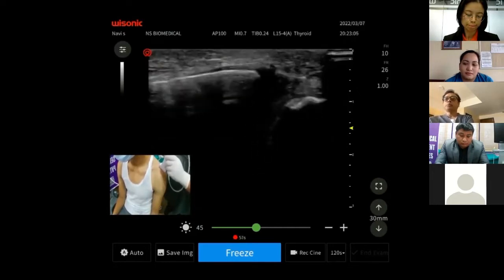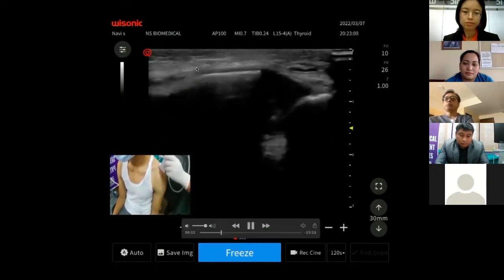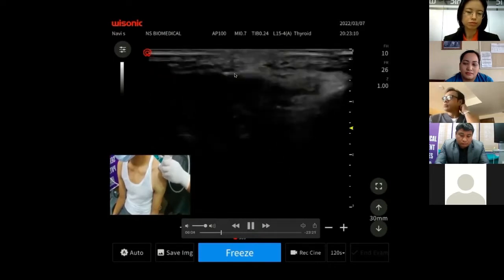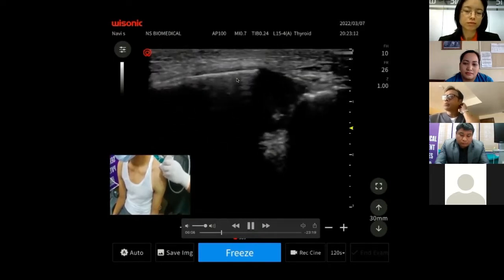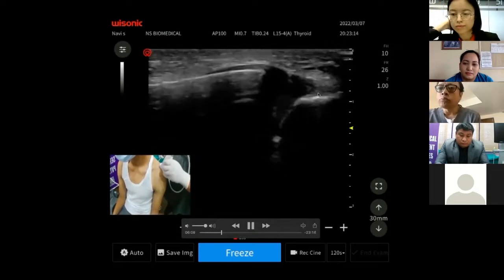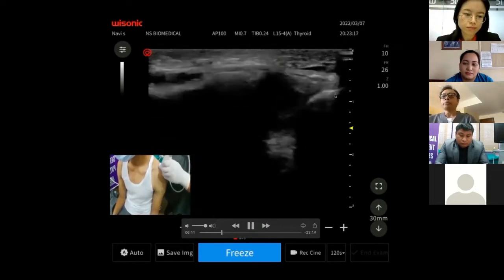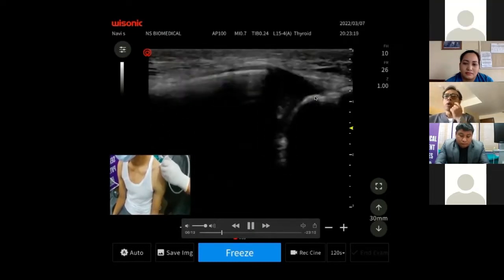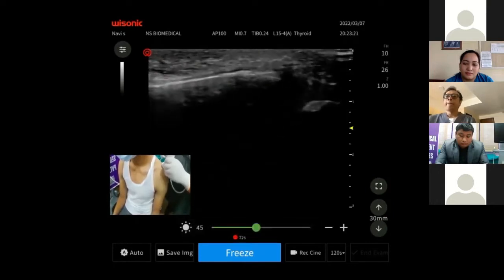Again, medially, it's the hyperechoic cortex of the clavicle, which is causing an acoustic shadow. And laterally, it is the acromion process. We can scan the whole of the AC joint superiorly and anteriorly and posteriorly.